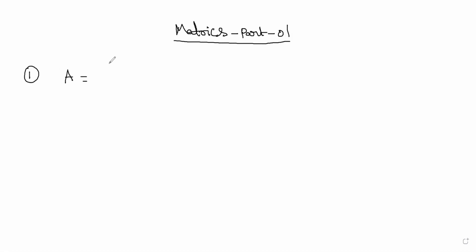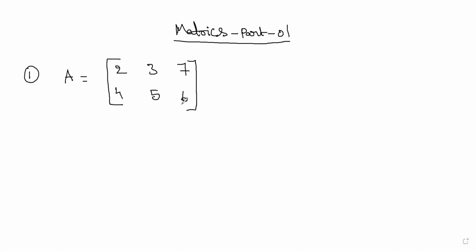Yesterday we discussed what the order of the matrix is. This is matrices part 1. Today we'll define the order of the matrix again. Once again, suppose A is equal to 2 3 7 in the first row and 4 5 6 in the second row.